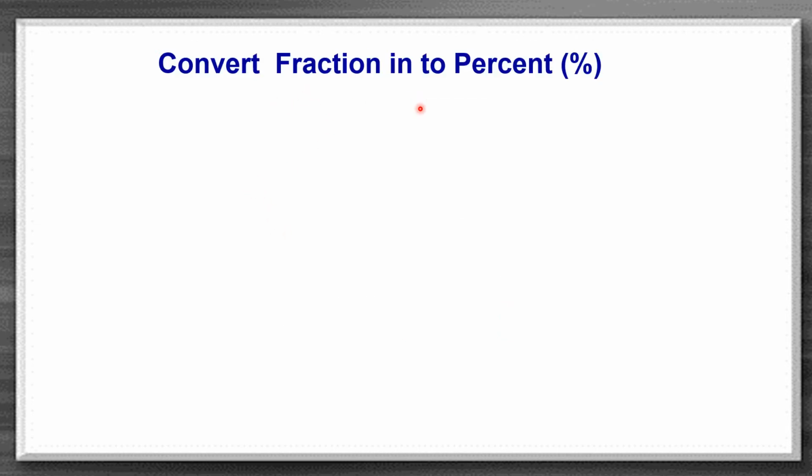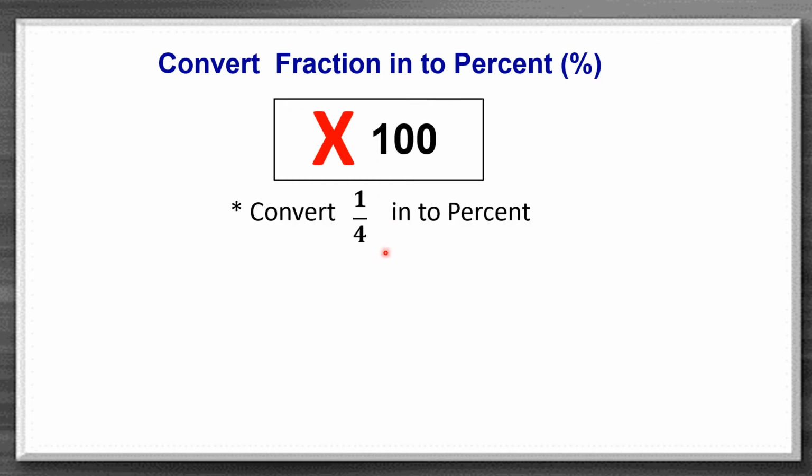How to convert a fraction into percentage? Here we have to multiply it by 100. The given fraction we have to multiply by 100 to convert it to percentage. Let's consider the fraction 1 by 4. Let us convert it into percentage now. 1 by 4 into 100.